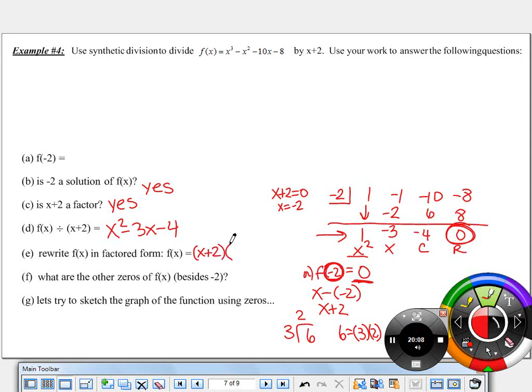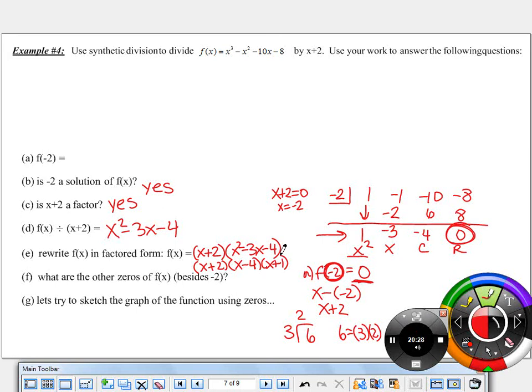What does x plus 2 multiply to get back f of x? It multiplies the answer to our division problem, which was x squared minus 3x minus 4. And then the question is, can that be factored more? And it can. X squared minus 3x minus 4 factors to x minus 4 times x plus 1. So this is the factored form of f of x.